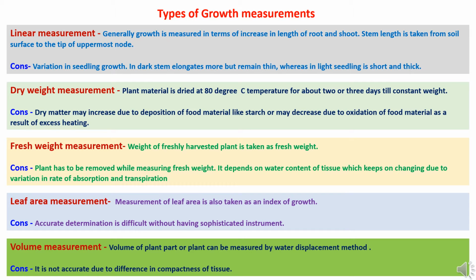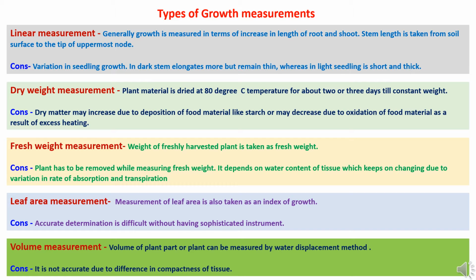Types of growth measurements. These are based on various parameters. First one is linear measurement. Generally growth is measured in terms of increase in length of root and shoot. Stem length is taken from the soil surface to the tip of the uppermost node. There are some limitations or constraints like variation in seedling growth. In the dark, a stem elongates more but remains thin, whereas in light, the seedling is short and thick.